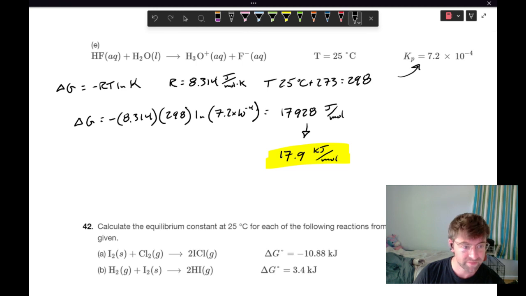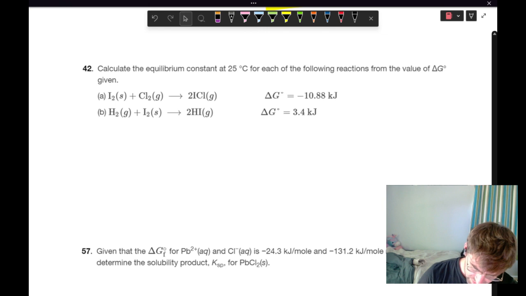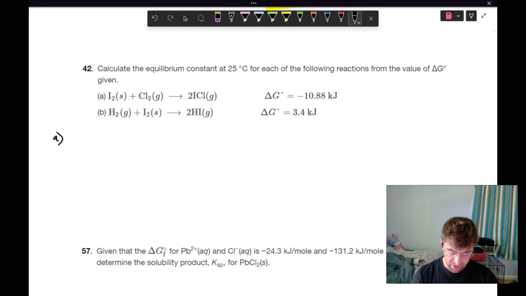Okay. Calculate the equilibrium constant at 25 degrees Celsius for each of the following reactions from the value of the standard Gibbs free energy given. All right, so let's solve A first. Because we're trying to come up with the equilibrium constant, we're going to use just a different form of the equation that we were working with before.